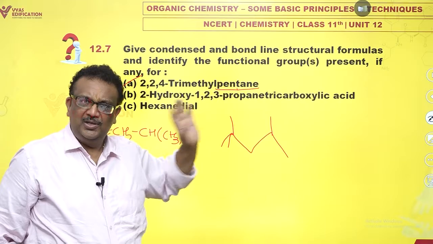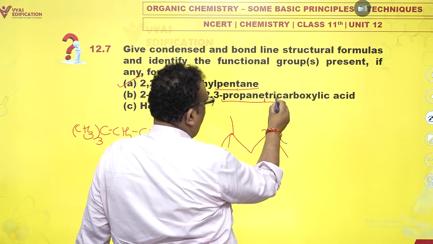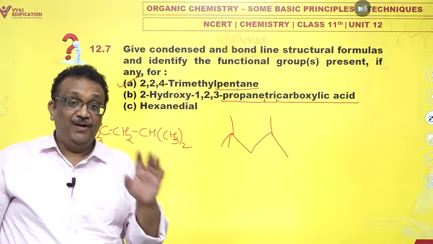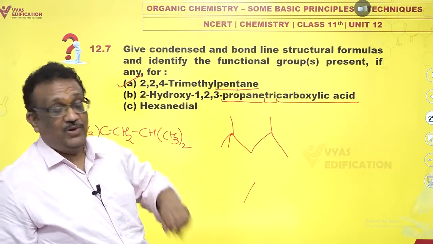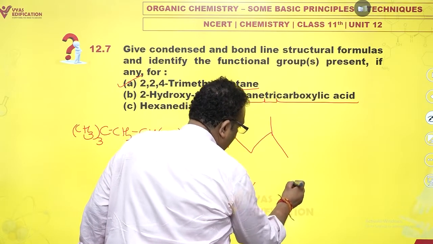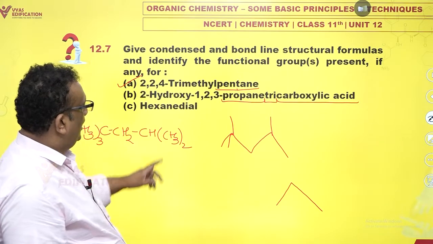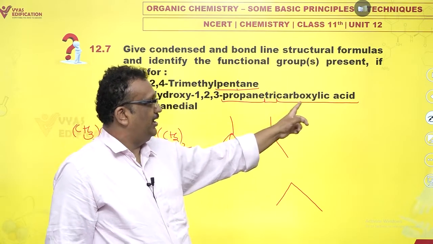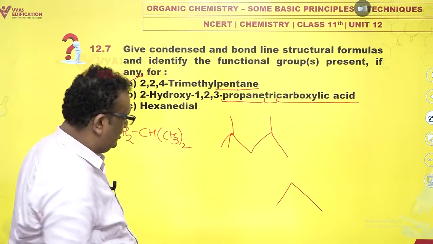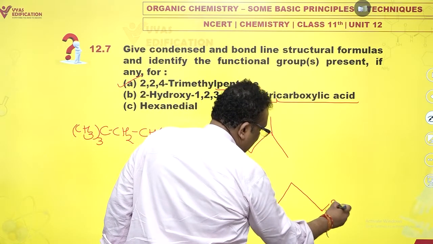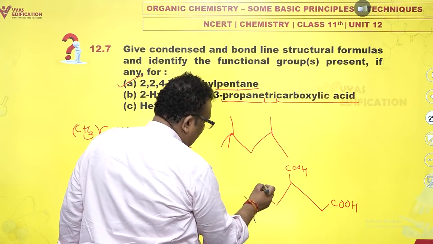Such a long name. It's okay. Let's look at the end. It is propane. Then we have tricarboxylic acid. At least we get propane. If we get propane, we understand that there has to be a carbon chain of 3 carbon atoms: 1, 2, 3. Now, I have propane tricarboxylic acid. That means I have 3 COOH groups attached to it. So, I will take COOH, COOH and COOH.